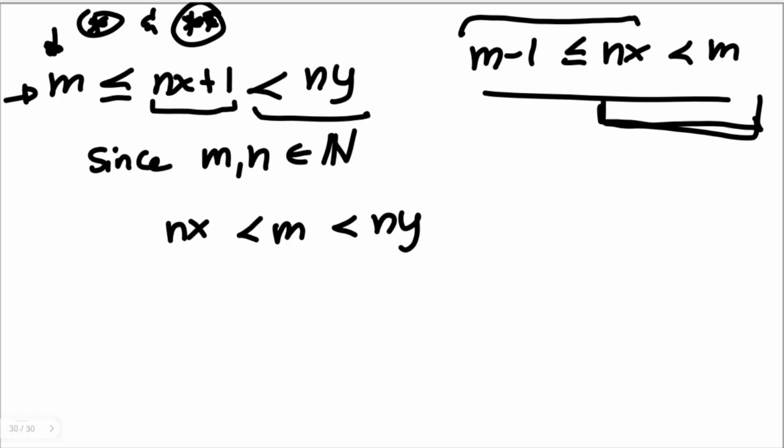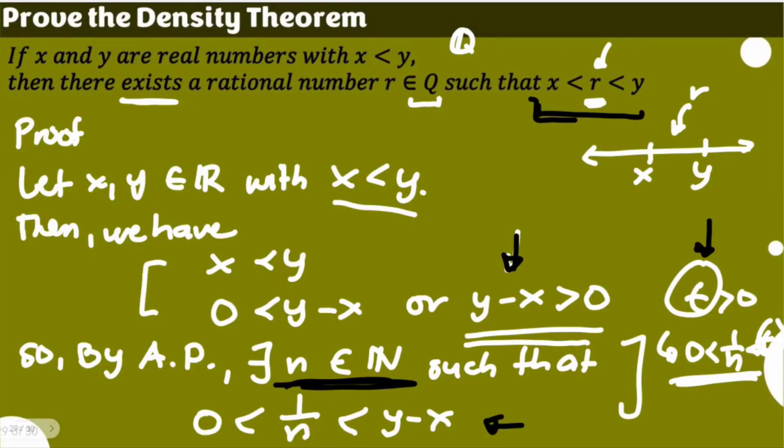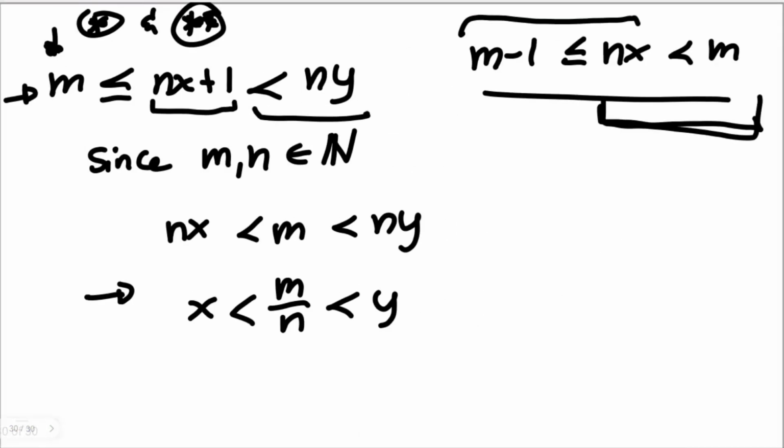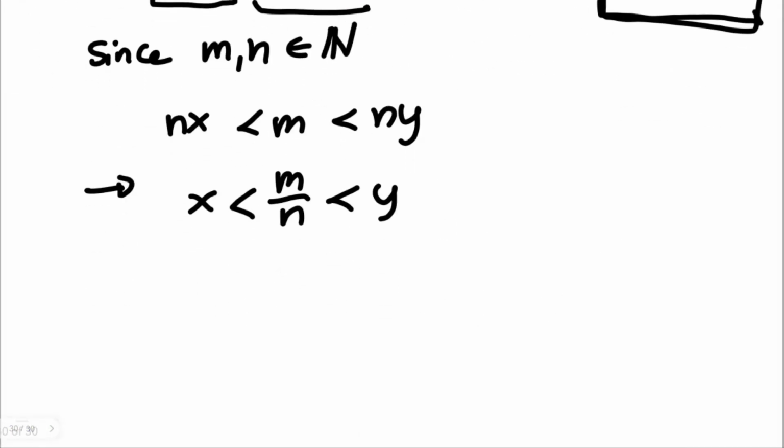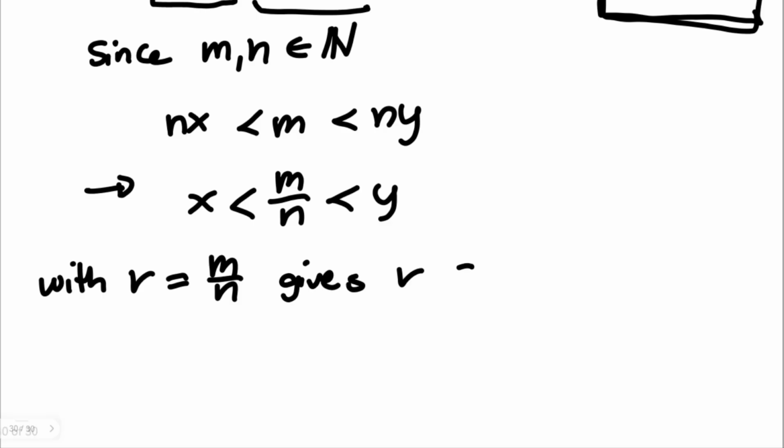Now, after this, when we divide all sides by n, having m over n, this is greater than x, and this is less than y. Take note of what we are trying to prove in our previous statement. We are trying to prove this. There is r between x and y. So there is m over n between x and y, with r equal to m over n, which gives r as an element of the rational numbers.